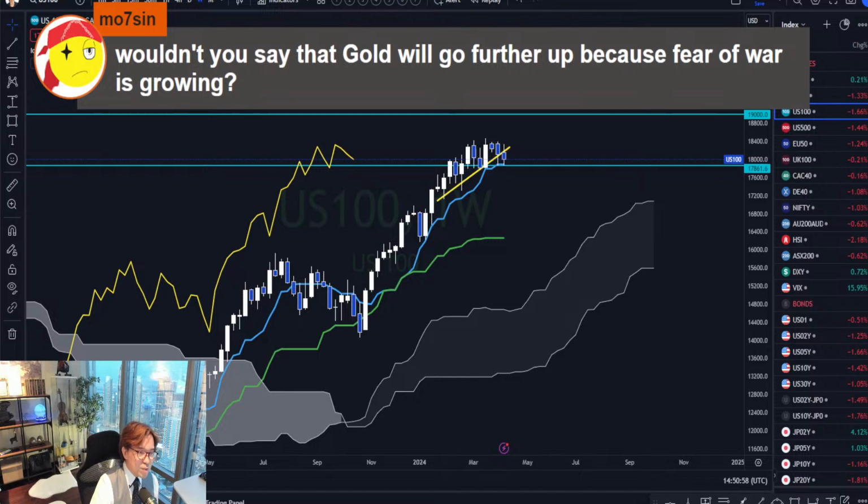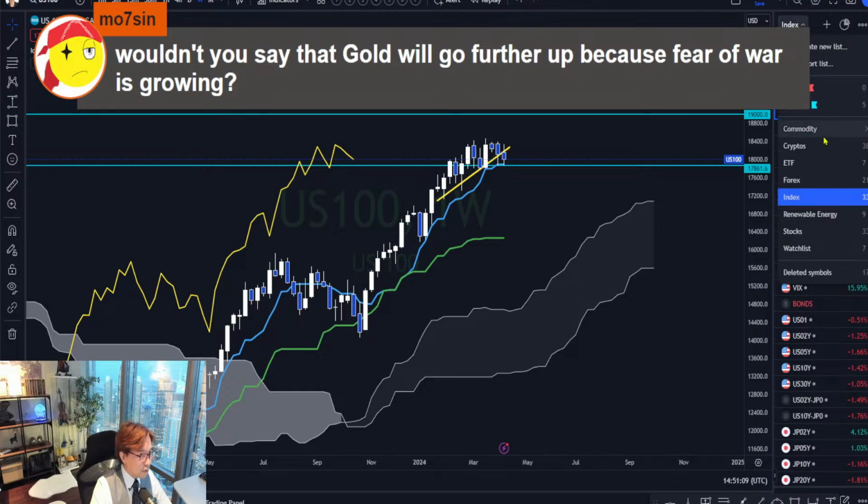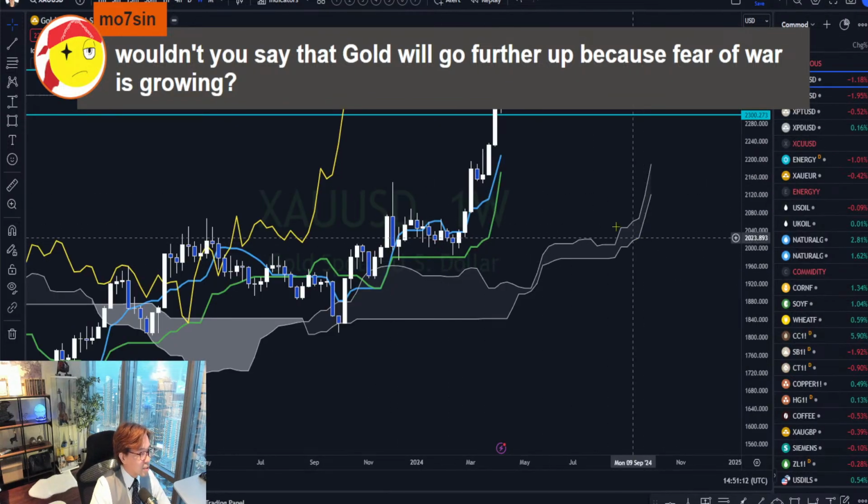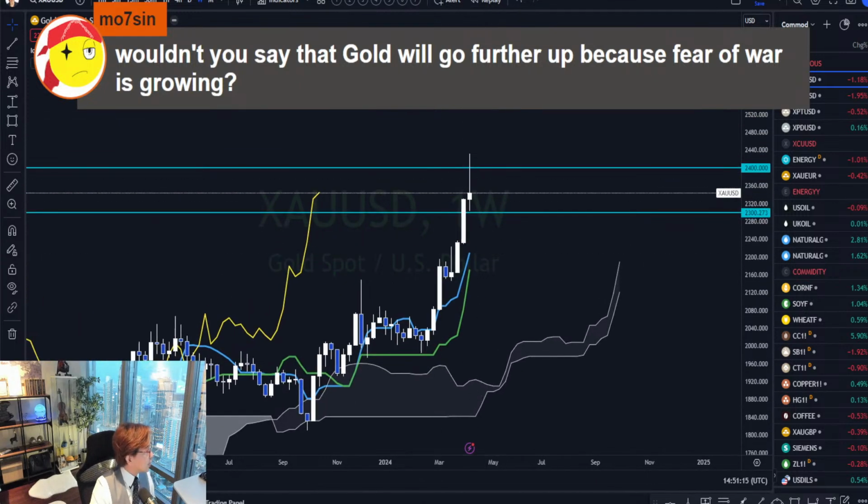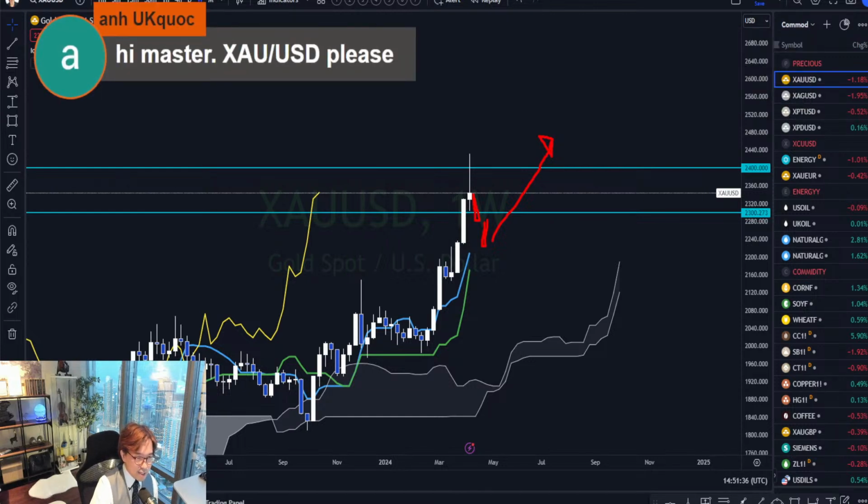Okay. Mo7 says, wouldn't you say that gold will go further up because the fear of war is growing? That's true, right? Fundamentally speaking, I think gold is also bullish. But from the technical viewpoint, from Ichimoku, the Kumo is too thin, so it's overbought. So that's why I said that the price may drop down to the Tenkan-sen, Kijun-sen, and after that, I think the price starts to go up again. But in the long term and fundamentally speaking, I think it's bullish. And that's my gold analysis.